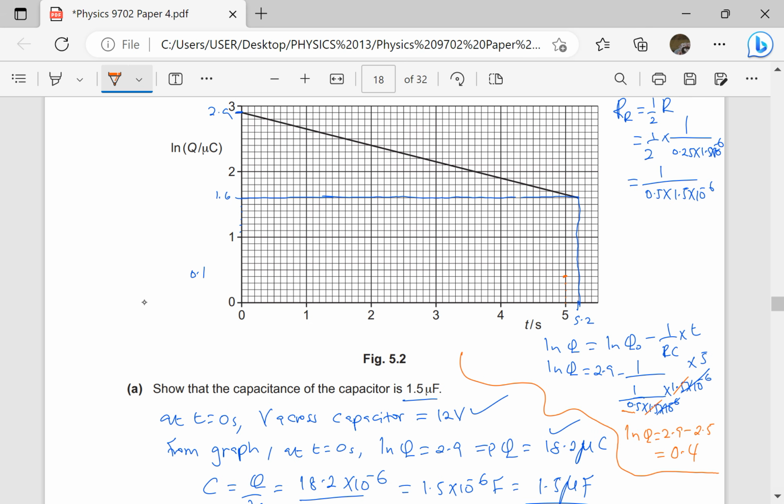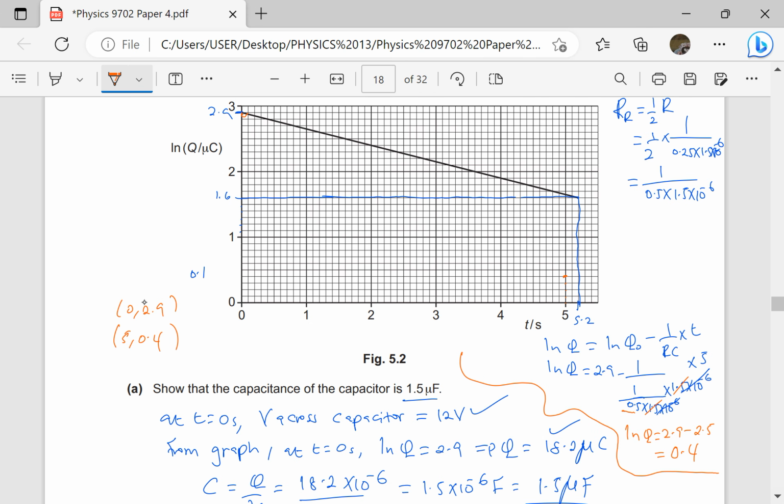So you are going to draw your graph starting from 2.9, and it will go, on the x-axis, to 5 and 0.4. I don't know what the tolerance will be after standardization by the examiners, but that is what I'm arriving at. So this is going to be the new graph. I'll draw the new graph here.